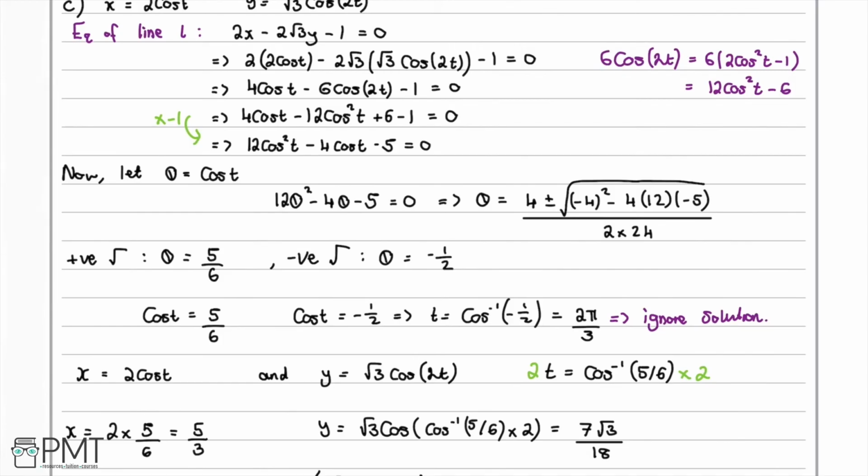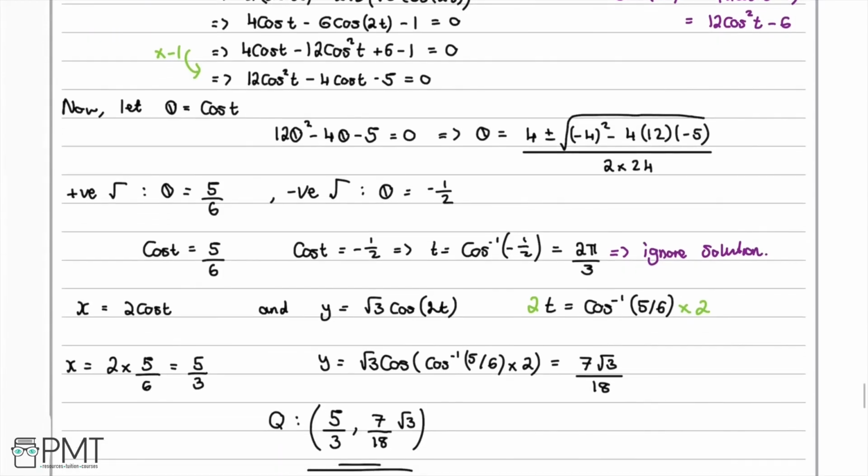That is how we get our fourth mark. We then get our fifth mark for substituting cos t is equal to 5 over 6 into our equation for x, and then doing the same for y, and we then receive the sixth and final mark for concluding the coordinates of Q, and that they are 5 over 3 and 7 over 18 root 3.